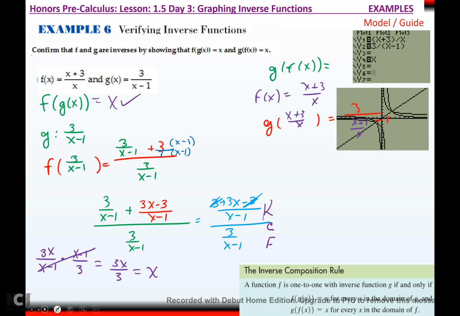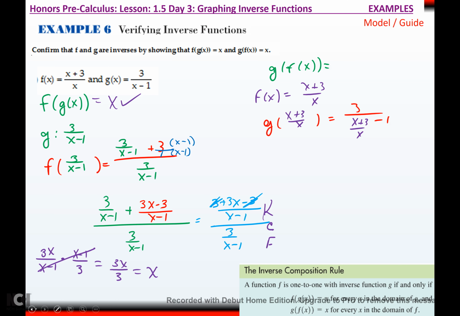Oops, I can't keep, change, flip because I got to simplify that bottom, which means I'm going to need a common denominator, which is going to be x. So that gives me 3 over x plus 3 over x minus x over x. Combine the tops, I get 3 over x plus 3 minus x over x. Those x's cancel. I get 3 over x.